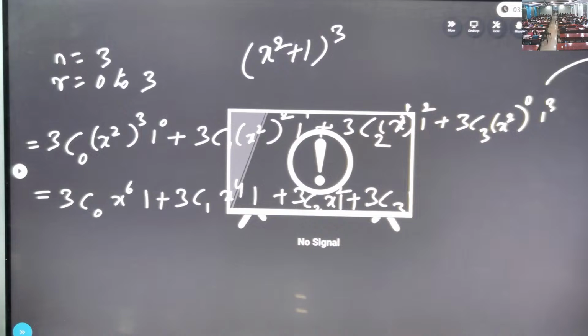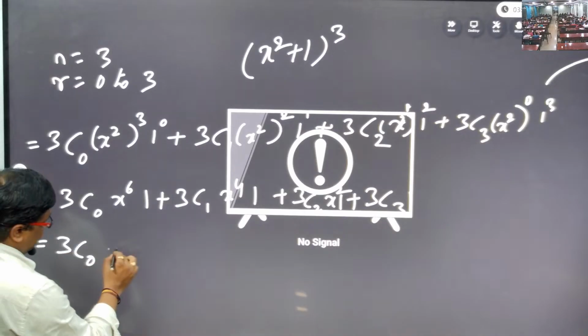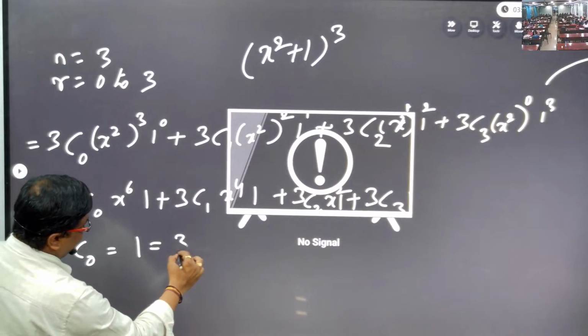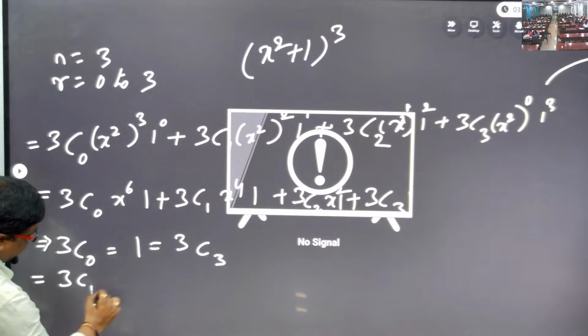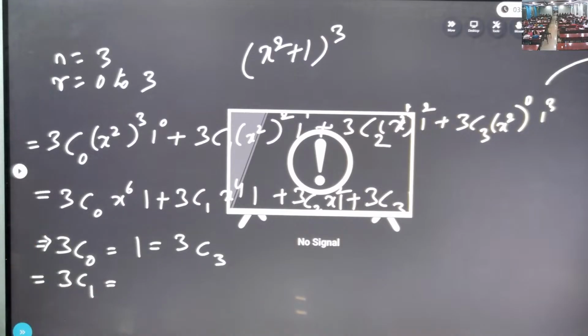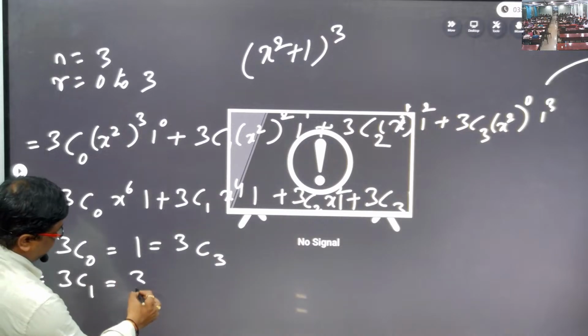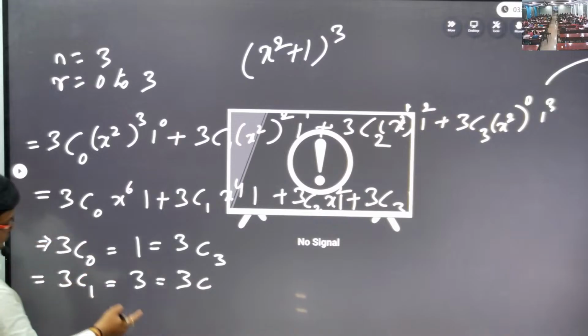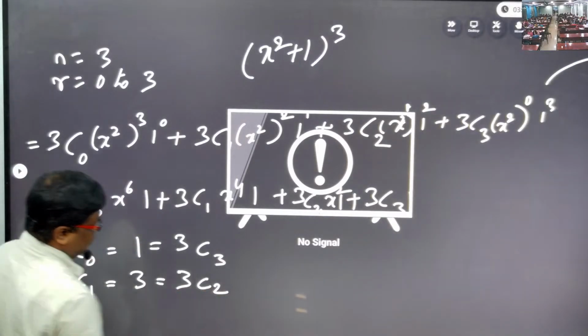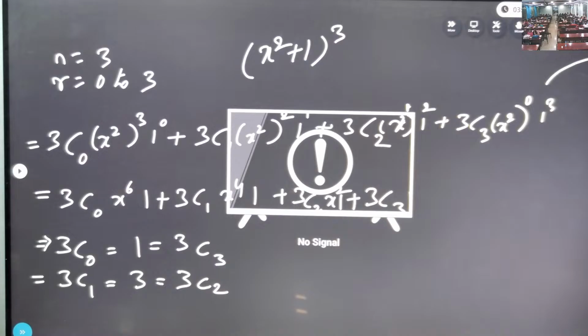What will you be getting? 3c0 is equal to, what is the value for 3c0? It is 1, which is equal to 3c3. Next, 3c1 is equal to 3, which is equal to 3c2. Right.